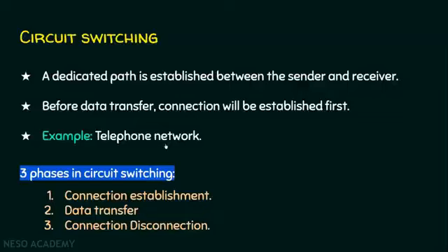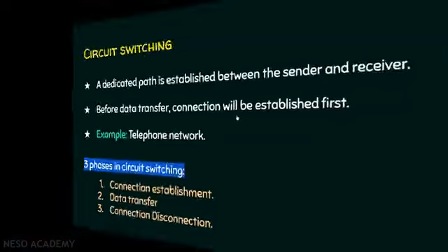Basically, circuit switching has three phases. Number 1, connection establishment. Number 2, data transfer. And number 3, connection disconnection. So if you observe here, before data transfer, connection is established. That is what is mentioned here. Before data transfer, connection will be established. We will see an example, and it will be very helpful for you to understand this in a better way.